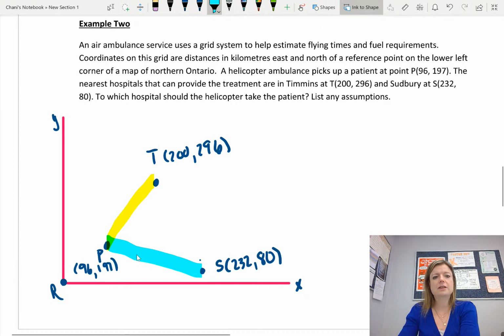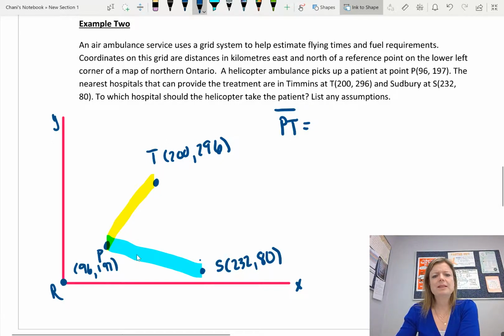Which distance is shorter? Your answer will depend on which distance is shorter, P to T or P to S. So I'm going to find PT in full detail, and then I'm going to ask you to pause the video and find PS.